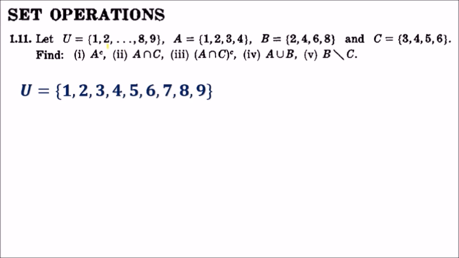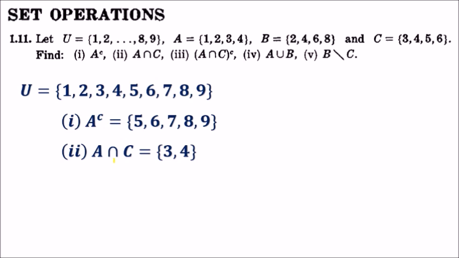So let's try to answer question number 1 here, which is the complement of A. Nakikita natin na yung A natin dito ay meron siyang 1, 2, 3, 4. So ang wala dito na nandun sa universal set ay 5, 6, 7, 8, and 9. So that's why that is our complement of A. And for number 2, we have here A intersection C, which is equal to the set containing 3 and 4. If you look at A, 1, 2, 3, and 4, and C, we have here 3, 4, 5, and 6. So ang makikita nating elements na nandito sa dalawa ay only 3 and 4. So that is our A intersection C.